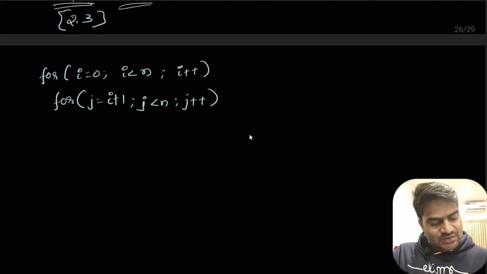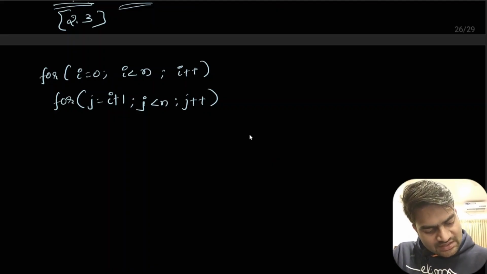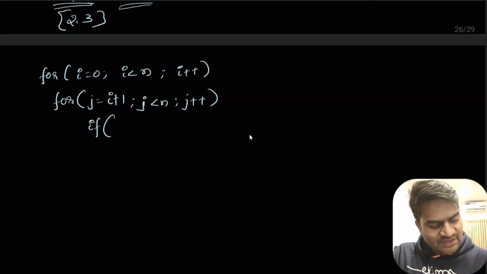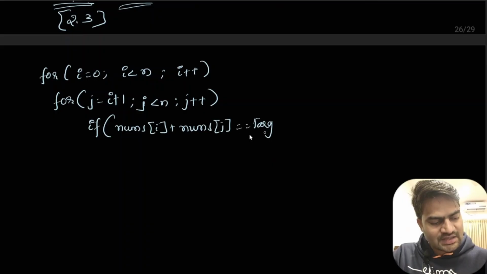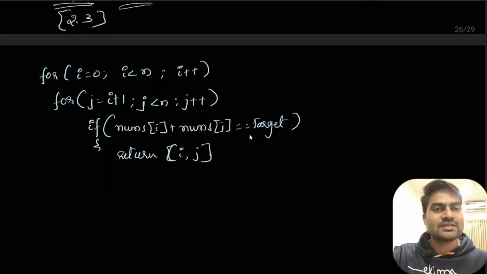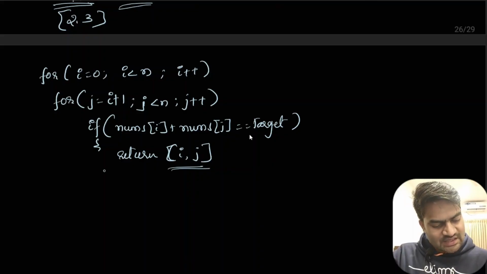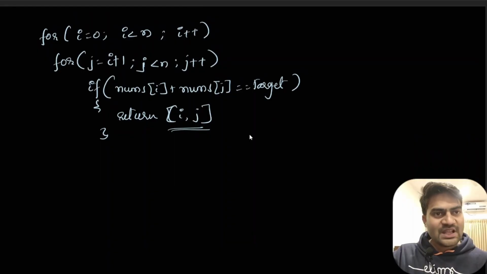Okay, so now you can find the sum, or you can simply use if nums of i plus nums of j is equivalent to target, then simply return i comma j. This is basically an array of indexes. This way we will be able to find the target.